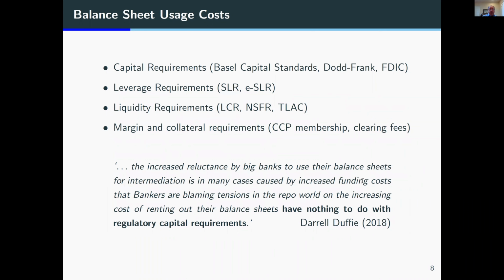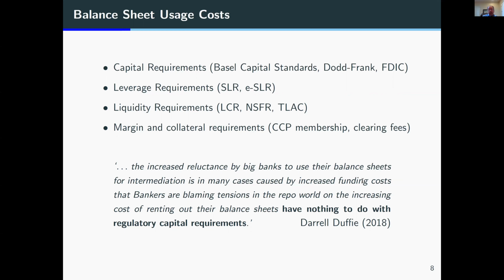Otherwise, it's just not going to work. So when I talk about balance sheet usage costs, I'm going to use this generically. I mean a pretty broad set of things. It's not just post-financial crisis capital regulation like Basel III or Dodd-Frank. Those are examples of balance sheet usage cost or capital and leverage constraints. But we're also talking about leverage requirements like the SLR ratios, or liquidity requirements, the LCR ratio. There are now margin and collateral requirements, clearing, etc.